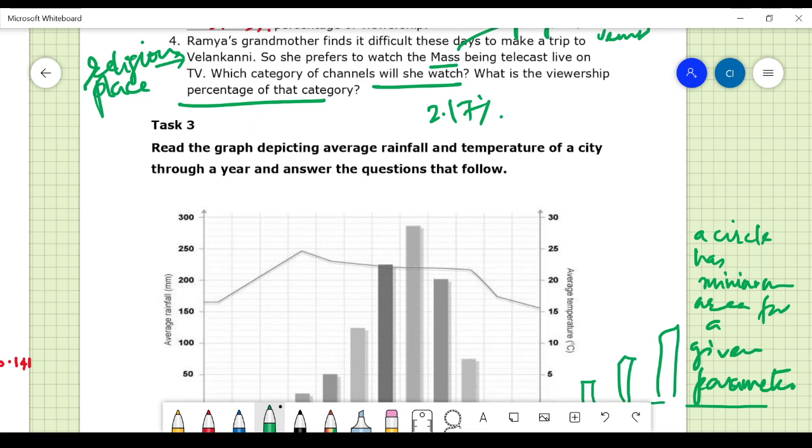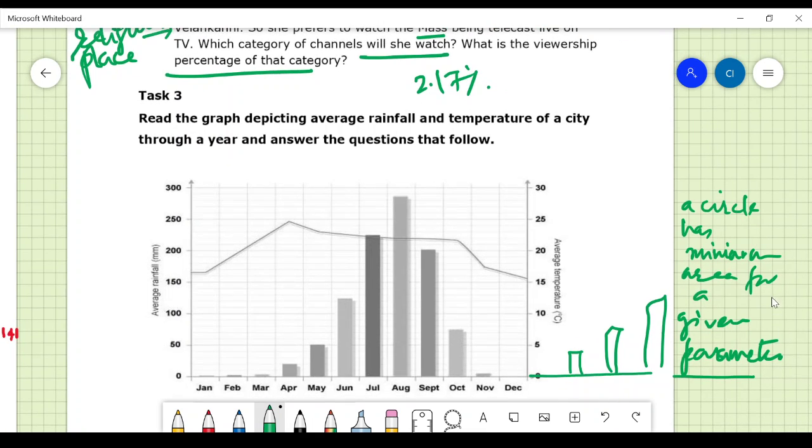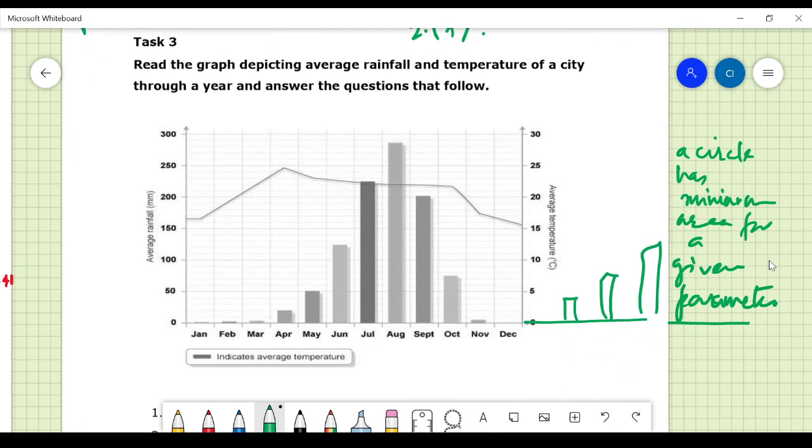So you can see that the next graph is about average rainfall and temperature of a city through a year, and answer the questions that follow. So here are the 12 months. So 1, 2, 3, 4, 5, all those things are there. You can see that already you can conclude that August has received heavier rainfall there, and rainfall is given in units. You have to look into the unit there. If you forget putting the unit, then the graph has no value at all. This doesn't require any unit. This is the description section.